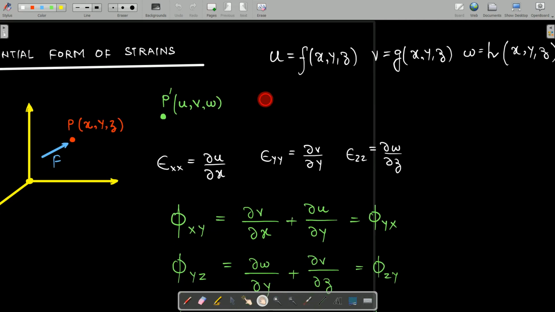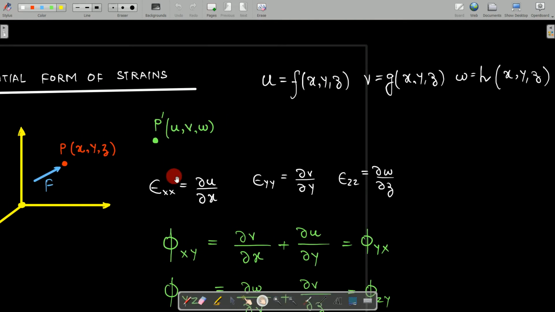So if that is the case, now if I ask you to tell me what is the normal strain and what is the shear strain in this particular process, then it's quite easy for us to identify. Epsilon xx will be nothing but partial derivative of u with respect to x, epsilon yy will be partial derivative of v with respect to y, and epsilon zz, which is the normal strain along the z direction, will be partial derivative of w with respect to z.